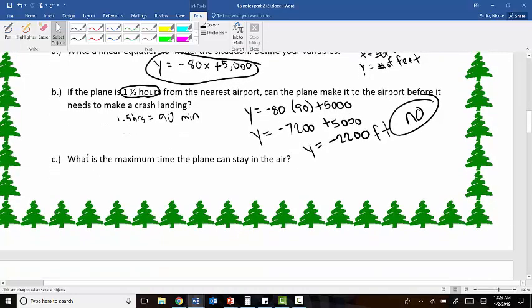And then letter C says, what is the maximum time the plane can stay in the air? So the first thing I like to do is figure out what letter I am being asked to find. It says, what is the time? So that means you're finding x.